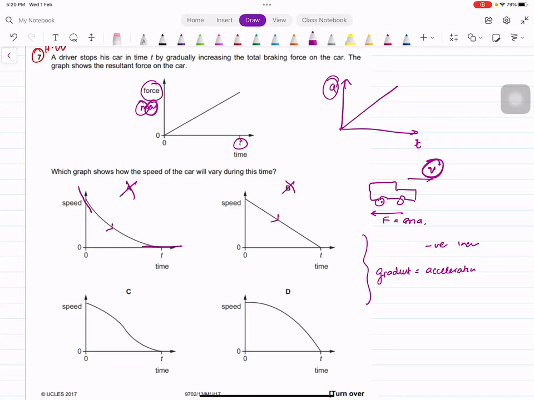Wrong. This is varying. Like, this isn't varying, but this is varying. Like, it was increasing and then decreasing. So this is wrong. So the only answer is that it's basically increasing. It's negative. So it has to be D. Do you understand? Yeah.